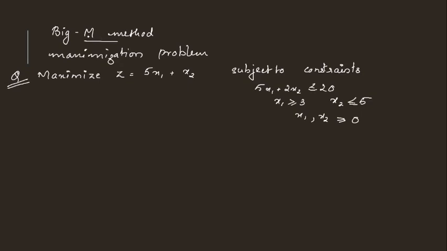Have a look at the Big M method when it comes to a maximization problem. Here my objective function is Z = 5x1 + x2 subject to the constraints 5x1 + 2x2 ≤ 20, x1 ≥ 3, x2 ≤ 5. Okay, now here you can see that mixed constraints are given.